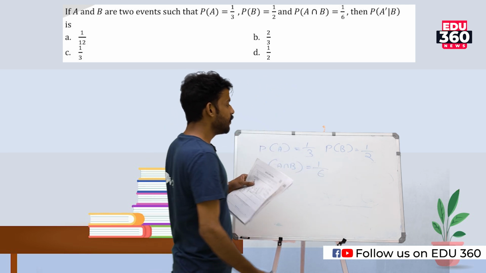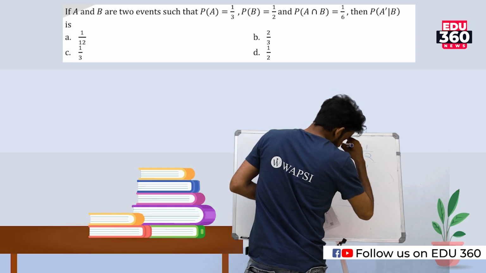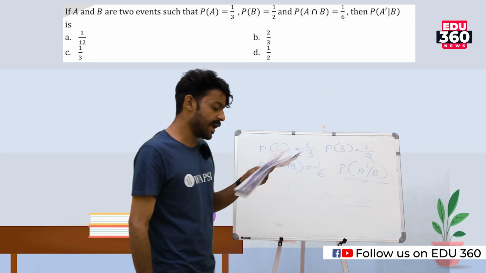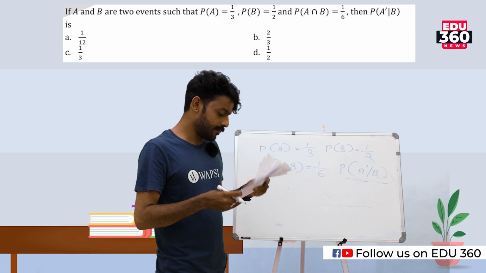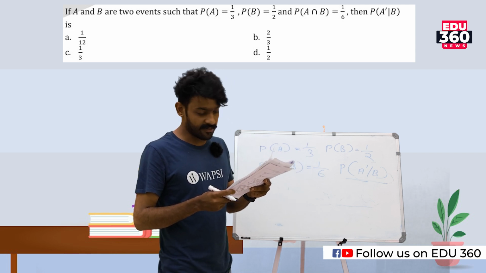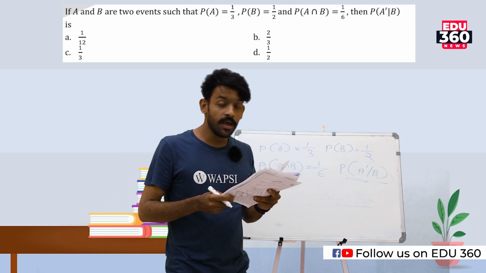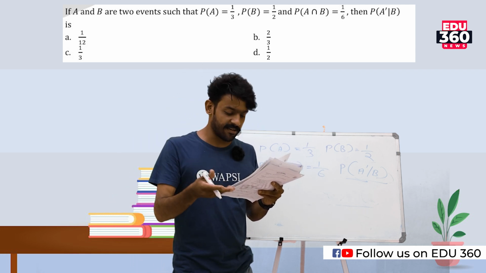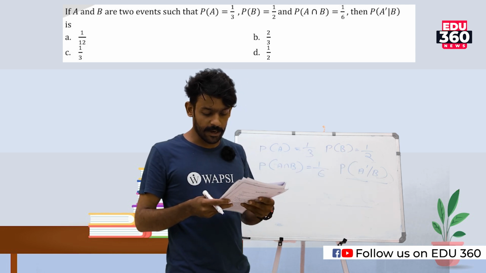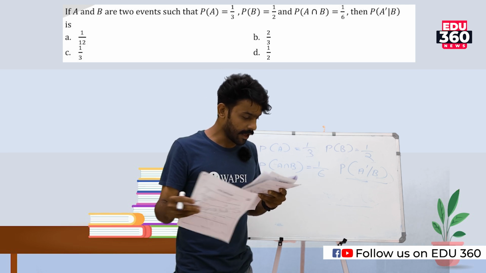Then we need to find P of A dash by B. Again, look at the question. If A and B are two events such that P of A is given as 1 by 3 and P of B is given as 1 by 2, P of A intersection B is already given, the value is 1 by 6. So we need to find P of A dash by B.